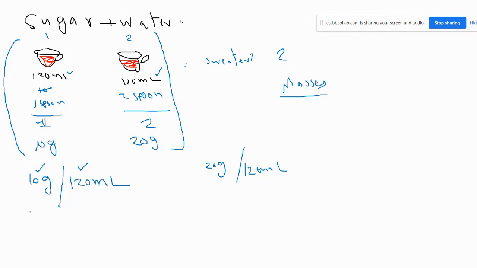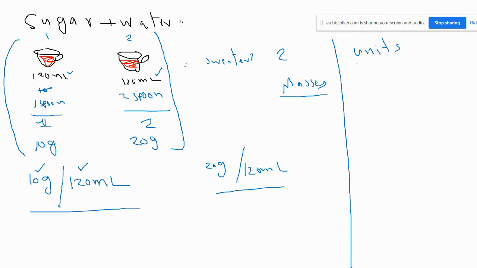So this is called a concentration unit. But the problem is we don't use it like this. We have certain units for concentration. To express the concentration, we have units. The first unit we call percentage. Percentage means you multiply by 100. And the most common one is W by W.